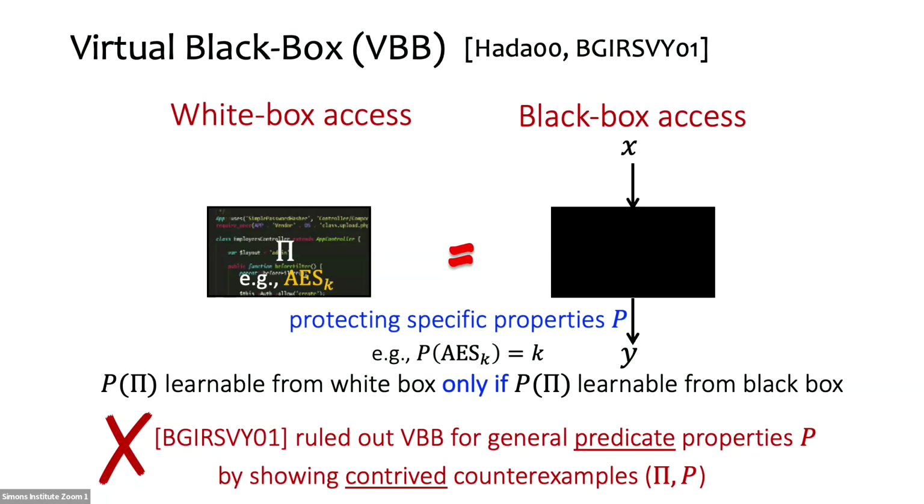And what was shown in Barak et al.'s work is that even for general predicate properties, properties that output only a single bit, it turns out VBB is impossible, by showing some contrived counterexamples. However, the good news is that unlike the impossibility of ideal obfuscation, which is really rampant, a counterexample for virtual black box obfuscation is actually rare. And in fact, so far we have no counterexample for VBB obfuscation when it comes to natural properties and natural programs.